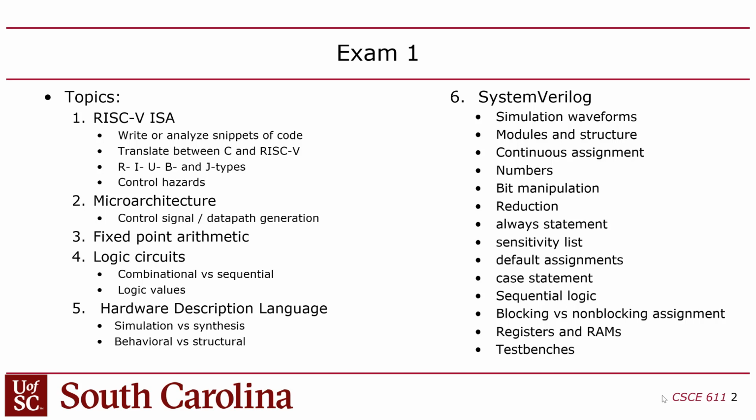Okay, so the topics are, these are not in any particular order, but we covered the RISC ISA. So I'll have questions on there where you have to write or analyze snippets of code or translate between C and RISC-V. But make sure you understand the R, I, U, B, and J types. I'm going to cover the B and J types today. So I haven't talked about these yet. I've only talked about R, I, and U so far. And then control hazards, I'll talk about that today.